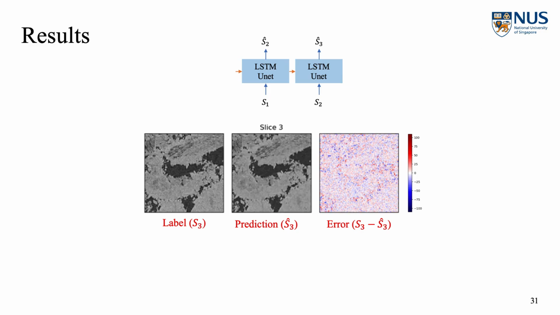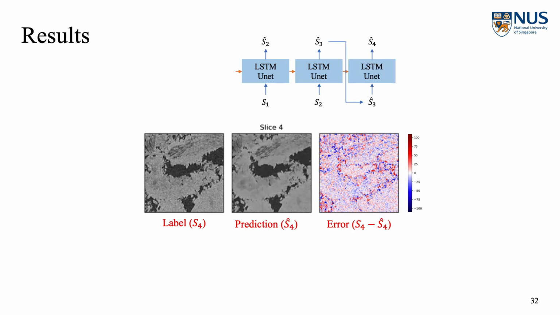Here we test the performance of sequential prediction with 2 known input images, S1 and S2. S2 hat and S3 hat are predicted slices. As we just discussed, slice 3 is accurately predicted with 2 given previous slices. Later, the predicted S3 hat is taken as the next input.